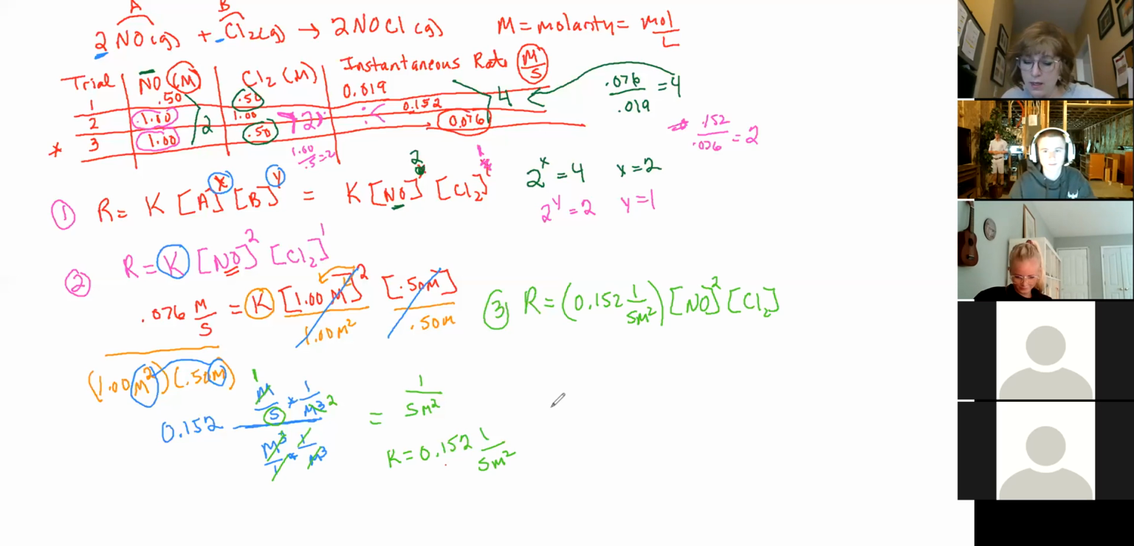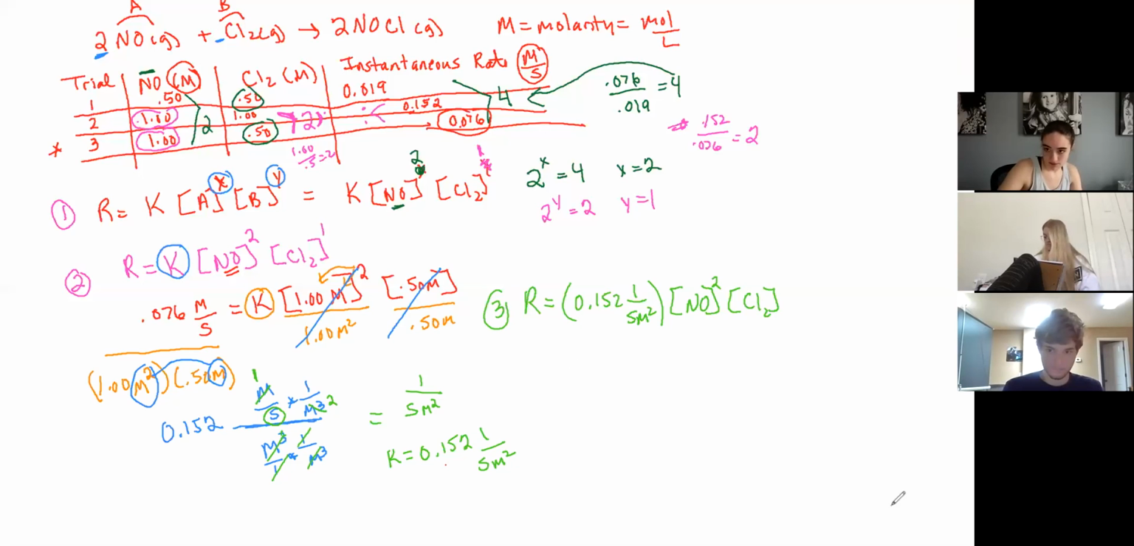Okay, about this equation. What is the order of this reaction with respect to nitrogen monoxide? What would it be? Somebody tell me. See if I can pull up some more people here. All right, Savannah Stewart, can you tell me what the order of this reaction is with respect to nitrogen monoxide?